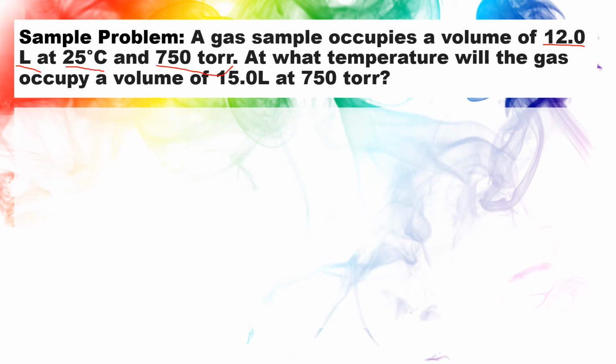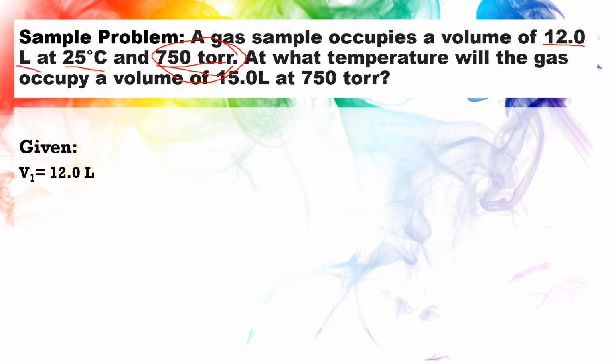Now take note, in Charles' law, the constant variable is pressure. So don't be confused on this. The unit or the value for pressure will not be needed in solving the problem because it was held constant. So only temperature and volume. So we write now the given.